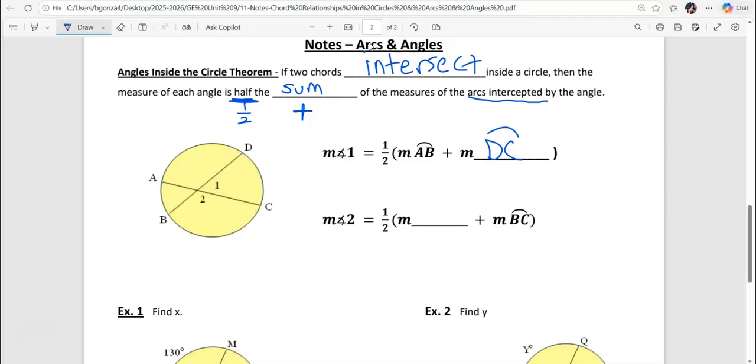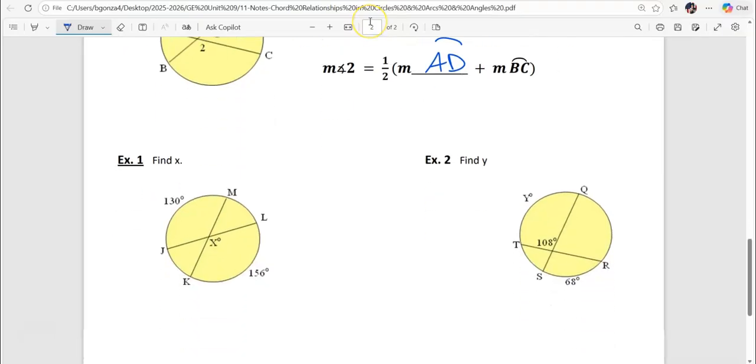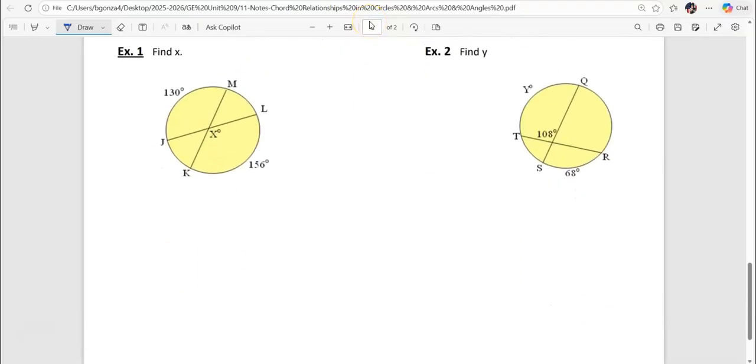And then if you're doing angle 2, it's going to be half of, what does angle 2 intercept? AD and BC. Okay, so we can go either way. Just wherever the angle is, it's the intercepted arcs that kind of sandwich it. Okay, let's do some examples.